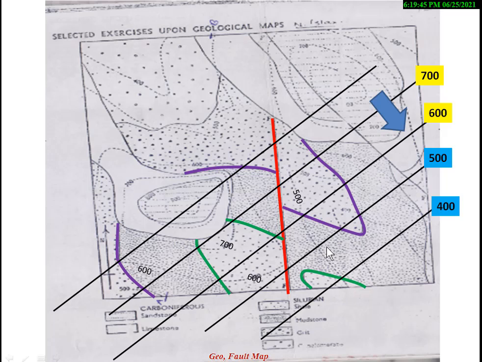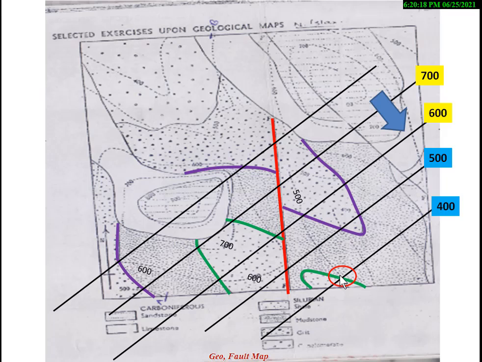You see, it should be 400, but here it appears as 500. So 100 is surplus. That is why this is the up throw and this portion is the down throw. This is down throw, this is up throw.